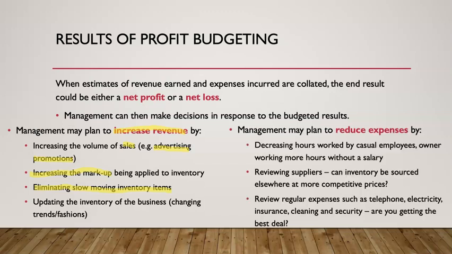If we need to reduce expenses, so our budget says our expenses are too high, we can use information from the budget to make good decisions. Do we need to decrease the hours of our staff to reduce wages? Do we need to review our suppliers and get our inventory cheaper, or maybe try and get a discount off them? And can we review and make some savings on all of our regular expenses like electricity, telephone, insurance, rent, all of those things?